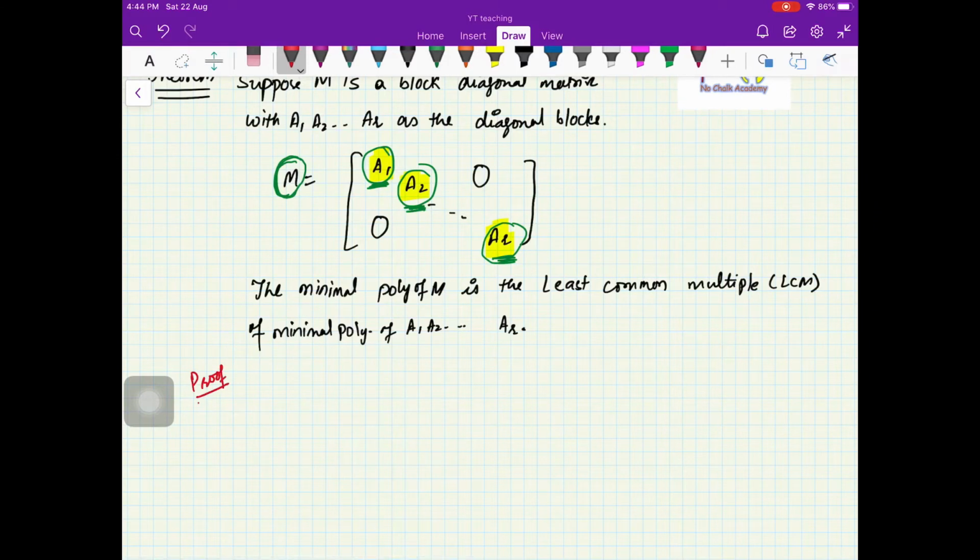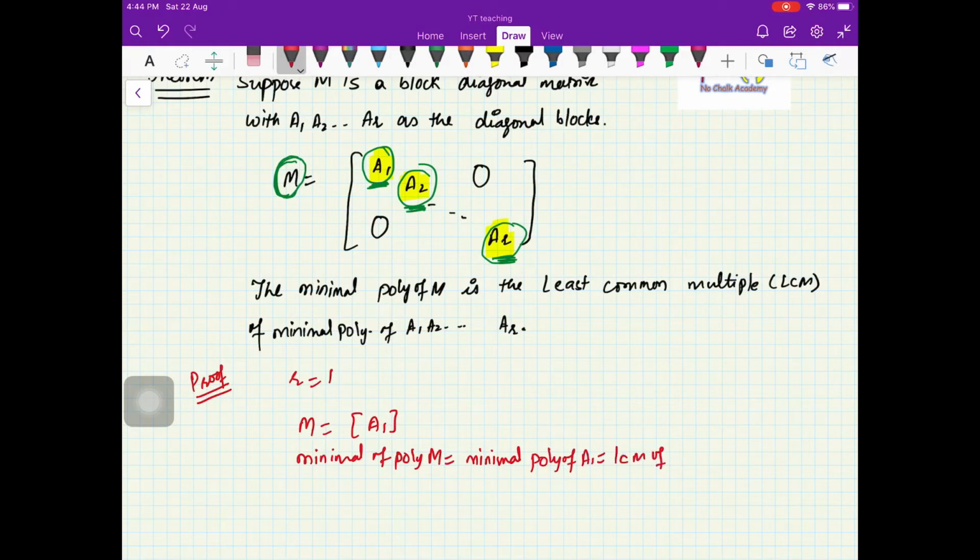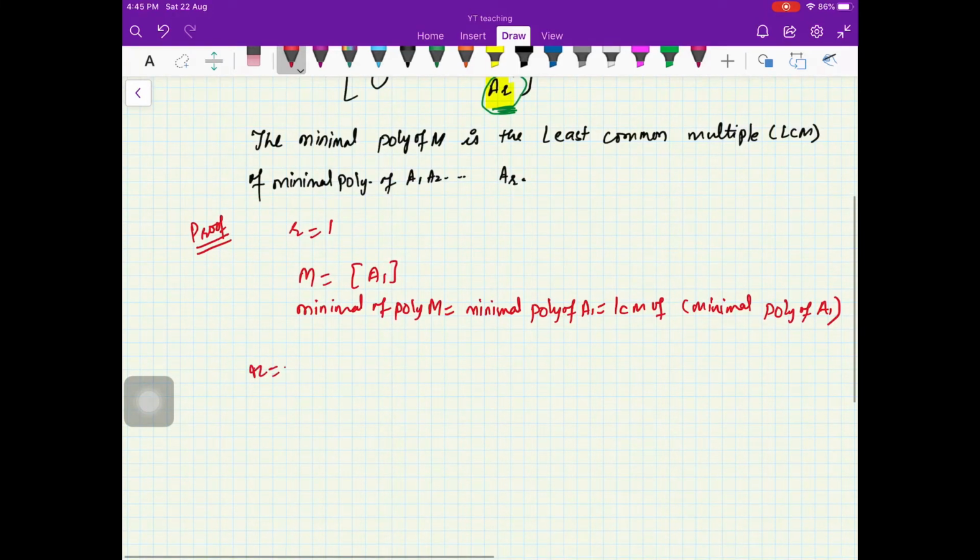I will just give you an idea of the proof. When R is equal to 1, then your matrix is just A1, and it is clear that the minimal polynomial of M is equal to the minimal polynomial of A1, which is the LCM of the minimal polynomial of A1. So for R equal to 1, things are clear. Let R be equal to 2. Then your M looks like A1, A2 on the diagonal, with 0 elsewhere.